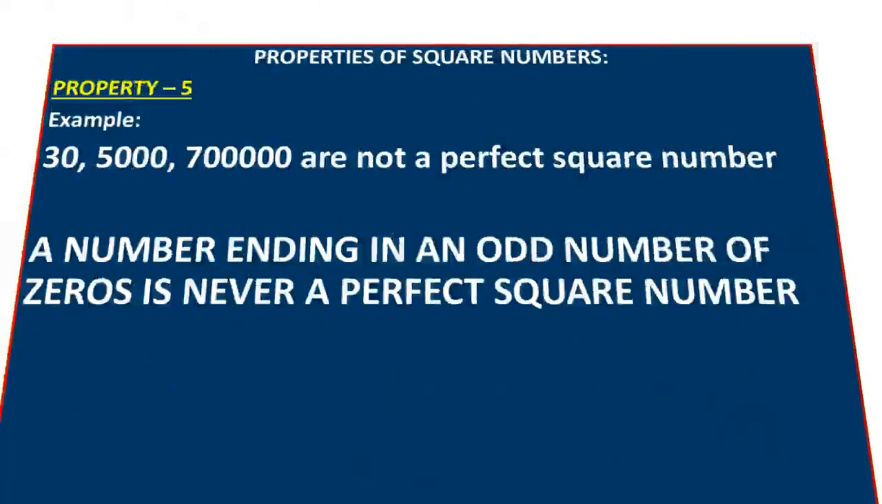Next come to property number 5. Look here: 30, 5000, then 7000 are not perfect square numbers because each ends in an odd number of zeros. Here how many zeros? 1 zero. Here how many zeros? 3 zeros. Here how many zeros? 5 zeros. So it is not a perfect square number because it ends with an odd number of zeros: 1, 3, 5. It can never be a perfect square number.